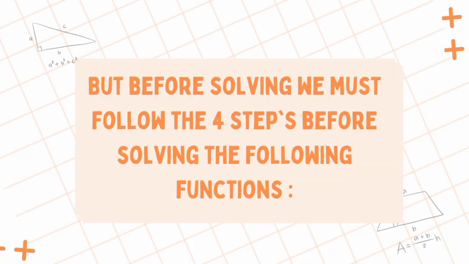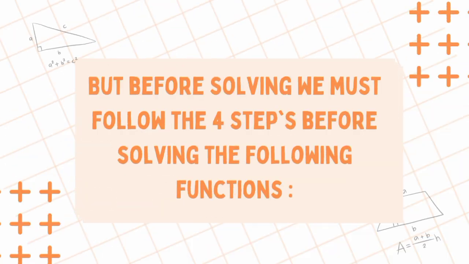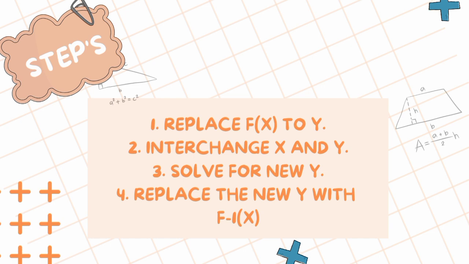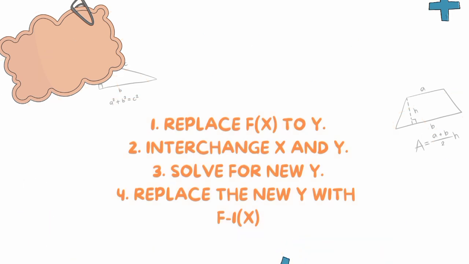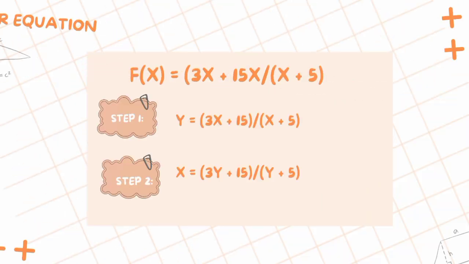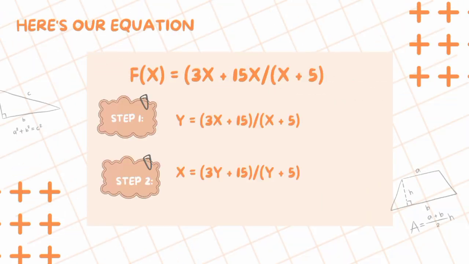But before solving, we must follow the four steps before solving the following functions. Step 1, replace f(x) with y. Step 2, interchange x and y. Step 3, solve for the new y. And last step, replace the new y with the inverse function. So here are our equations. We go over how to find the inverse of a rational function.